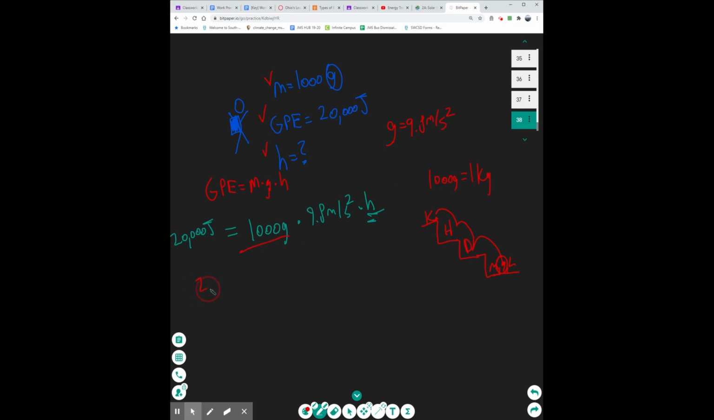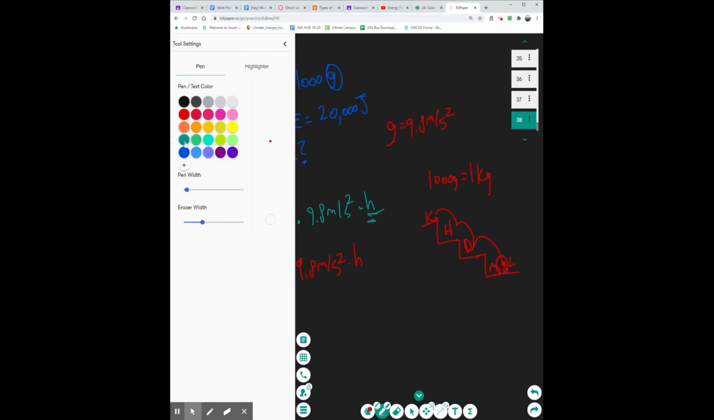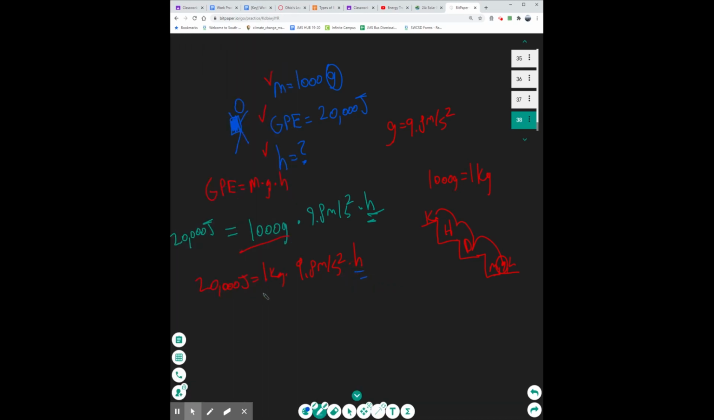So let's rewrite this equation. 20,000 joules equals 1 kilogram times 9.8 meters per second squared times H. Okay? All right. Oh, now we need to solve for H, don't we? Let's go back to the blue here. So we're solving for H. So we know that on one side we've got 9.8 basically, and on the other side we've got 20,000, right? So 20,000 divided by 9.8 will give us our height. Wow, you guys are going to be very, very tall. 20,000 divided by 9.8. Okay, amazing.